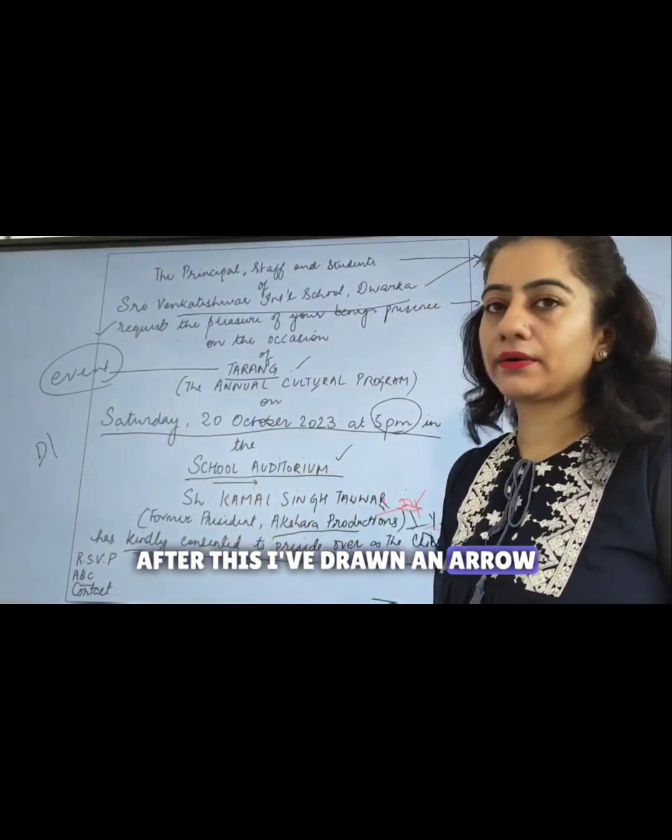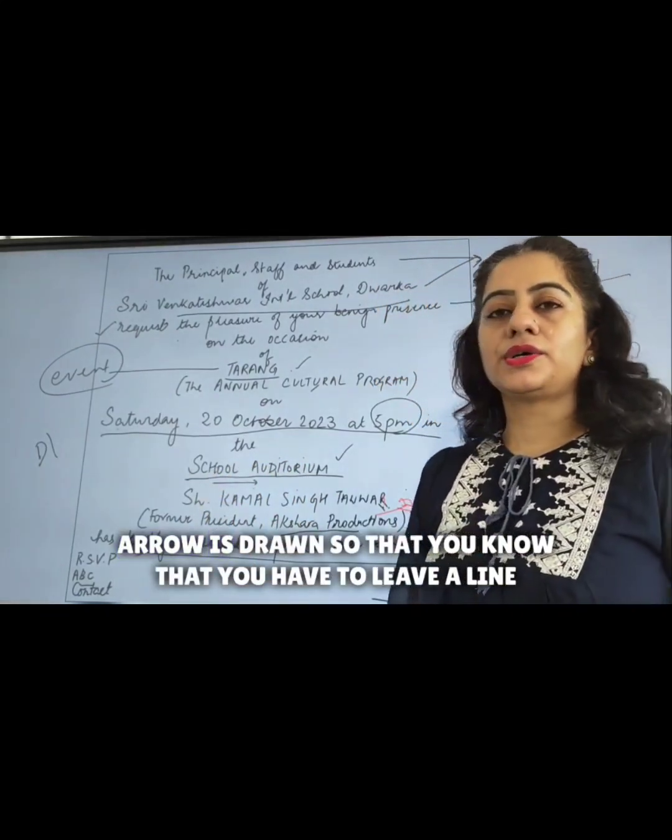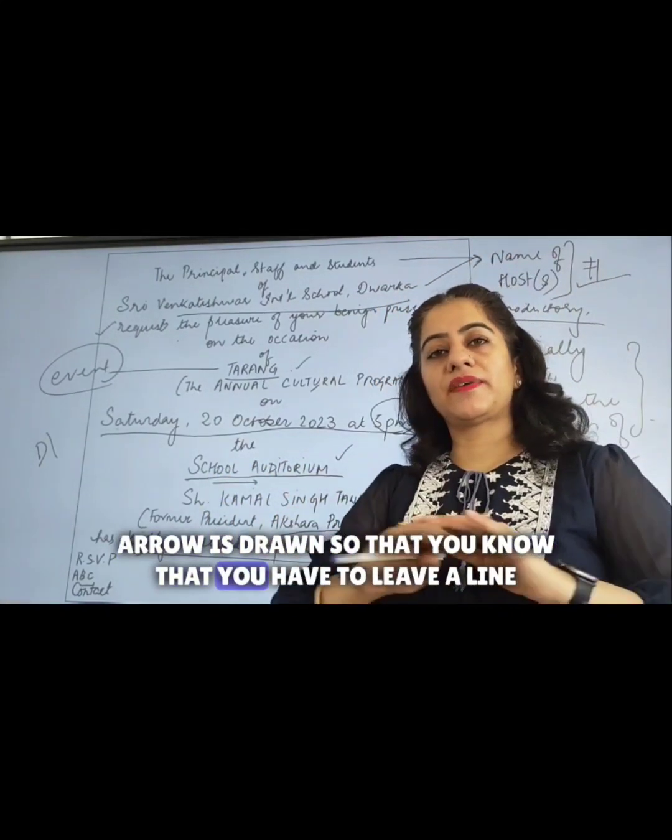After this, I've drawn an arrow. You don't have to draw an arrow. This arrow is drawn so that you know that you have to leave a line over here.